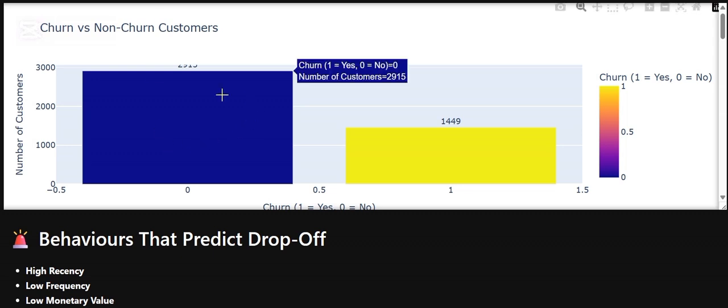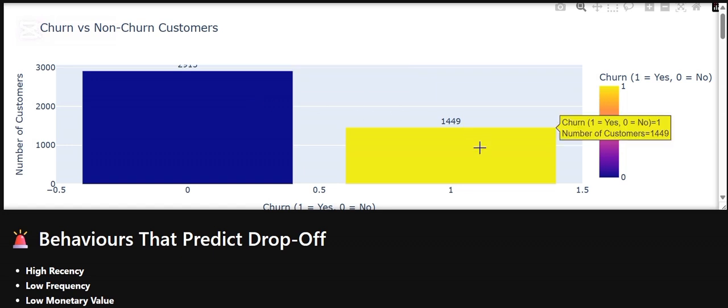Based on my analysis, the total number of customers who are not going to churn is 2,915, and the total number of customers who are at risk of churning is 1,494. I went further to carry out an analysis using my RFM, which was done earlier this month, which is the recency, frequency, and monetary analysis, to see how this can contribute to churning.